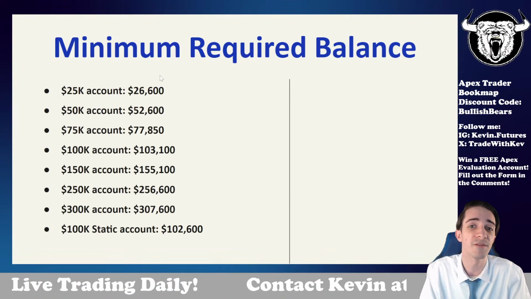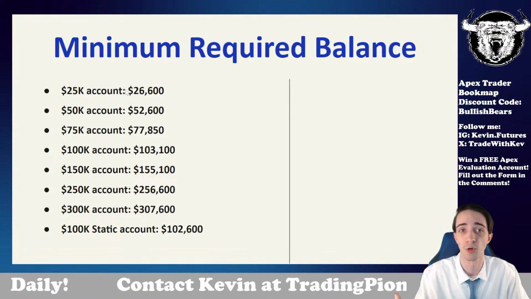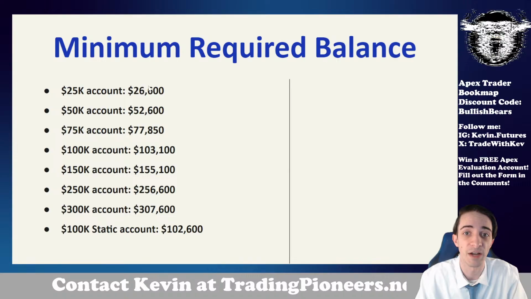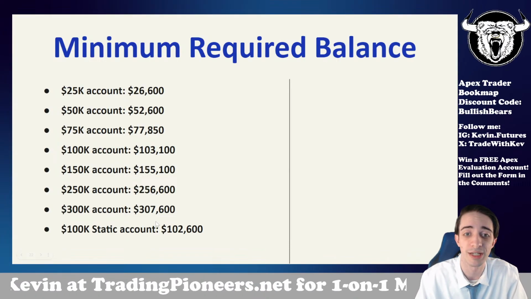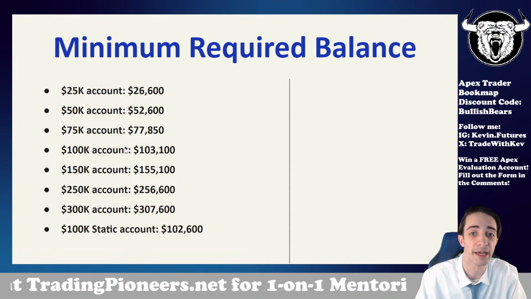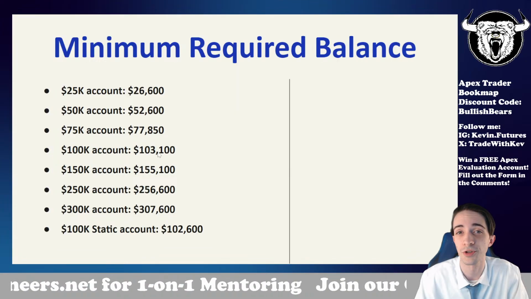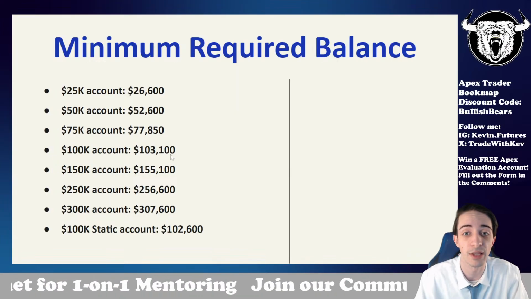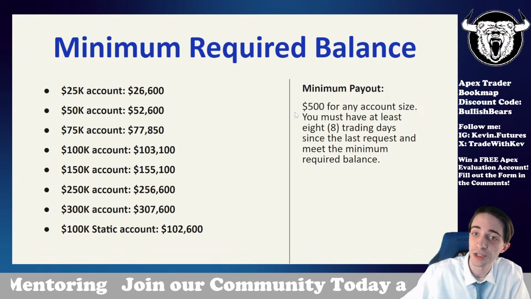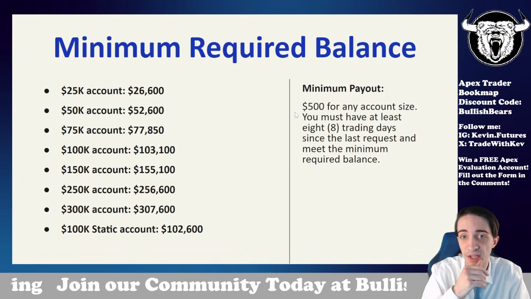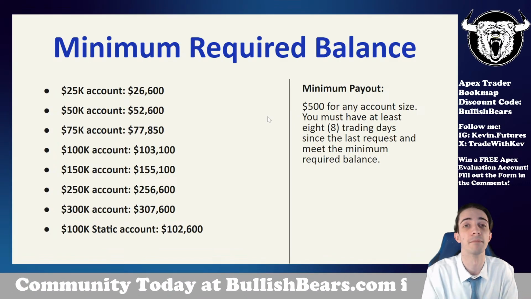So here's for the 25K account. This is the minimum balance to request that payout. So $500 would come off of the 25K, 50K, all the way through to the 100K static. So if you're on a 100K account, you would really just need to bring it to $100,300. That will then let you take that $500 profit. Minimum payout, $500 for any account size. You must have at least 8 trading days since the last request and meet the minimum required balance.